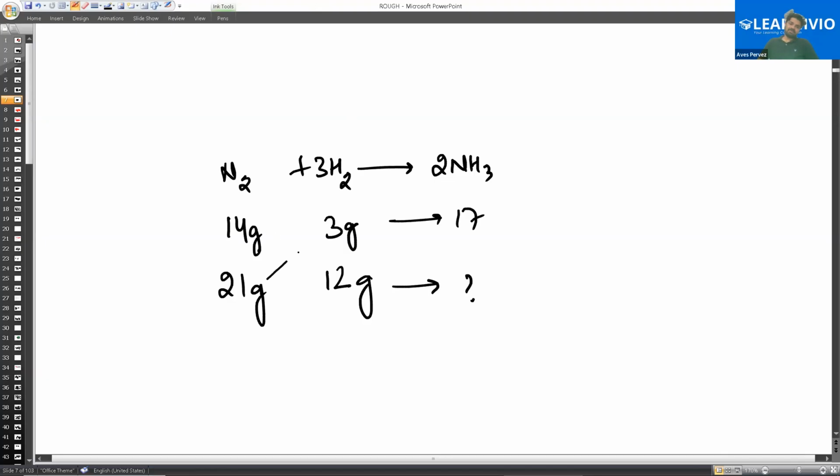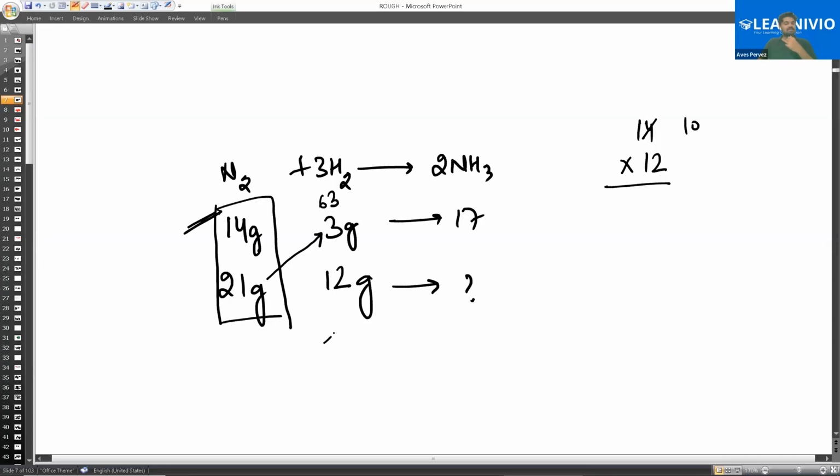Okay, let's check. This you multiply with this one, you will get 21 times 3, 63. This one when you multiply with 14, 12 into 14. Even if it is 10 instead of 14, then you will get 120, which is greater than 63. So the product where you get more is the excess, and the other one is the limiting reagent. And this one is excess.